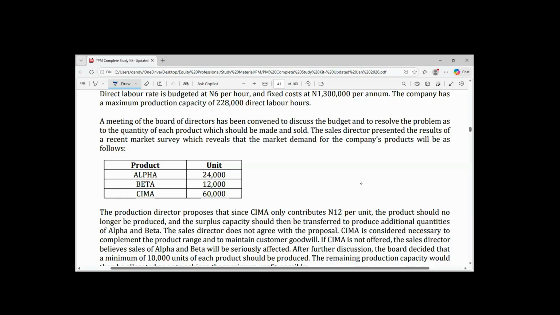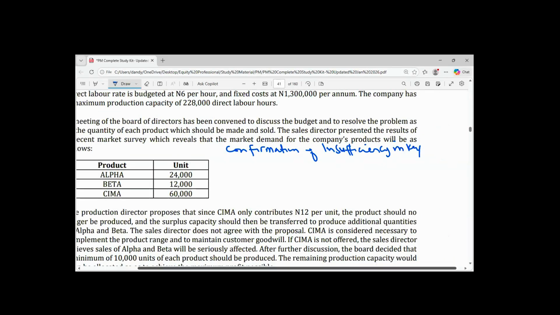So to determine the key factor, you are going to use this table. So you can say confirmation. This is for the first step. Confirmation of insufficiency. I hope this space will be sufficient for me. Let me just manage it. I don't want to use the working note for now. Confirmation of insufficiency in key factor. Let me push that to the front.